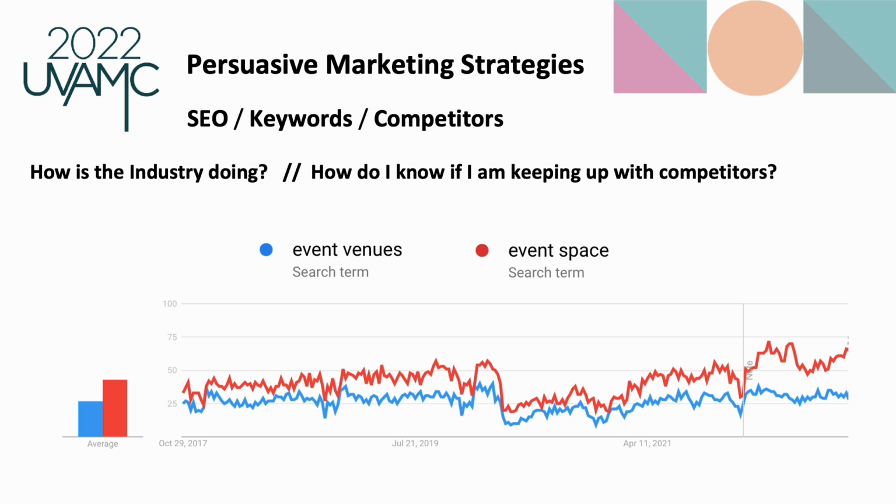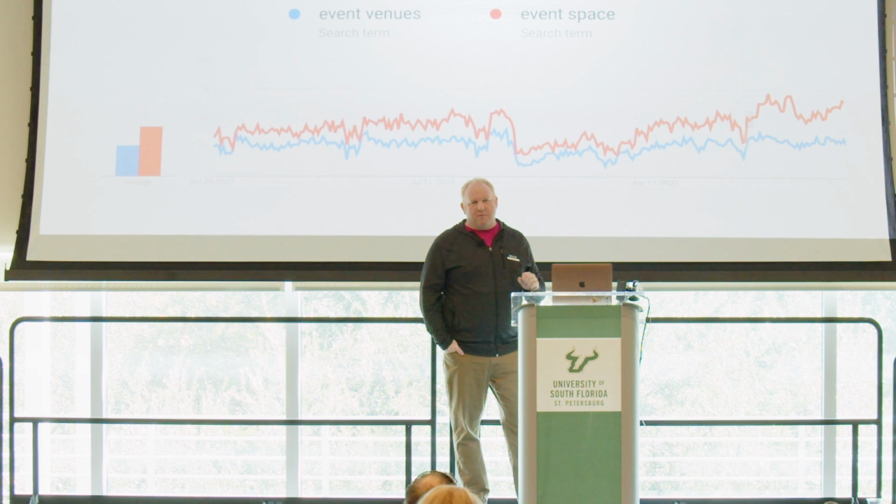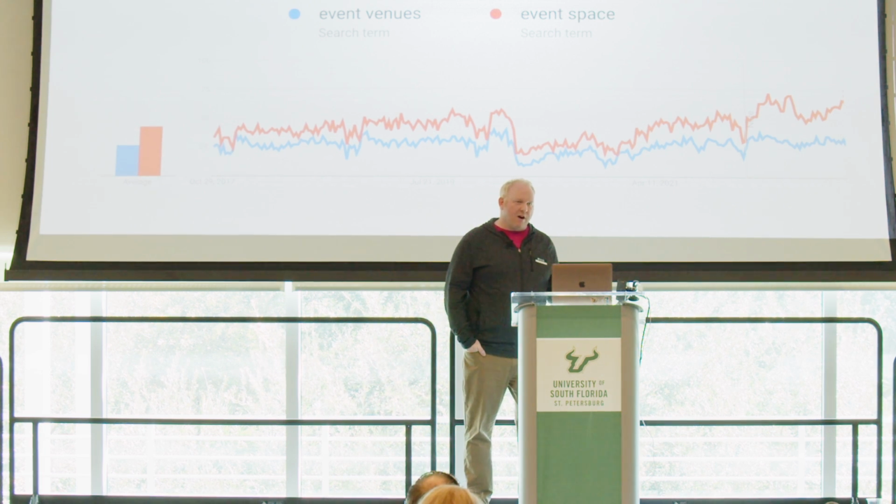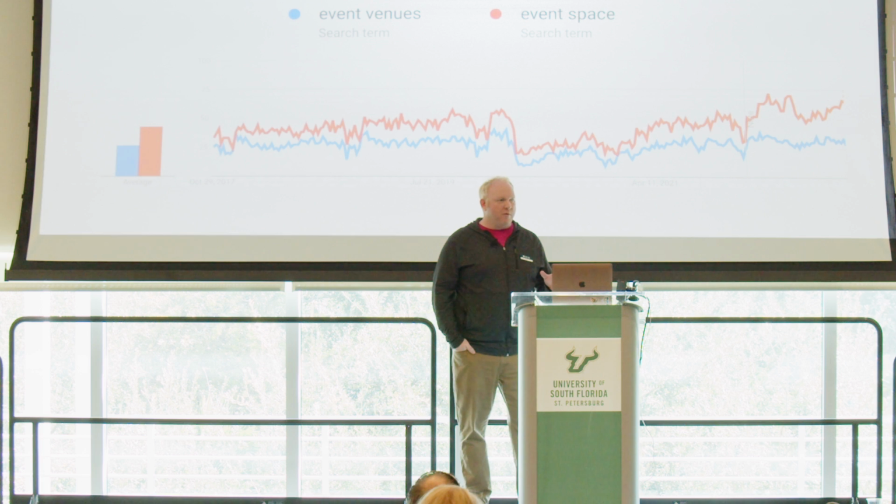And so this is actually a graph of event venues and event space search volume nationally going back 5 years. And so you can see event space in the last year or two is actually starting to break out a little bit. And I think the younger generation of planners is using event space more than event venues. And people are using event venues more than they are a banquet hall or a ballroom.